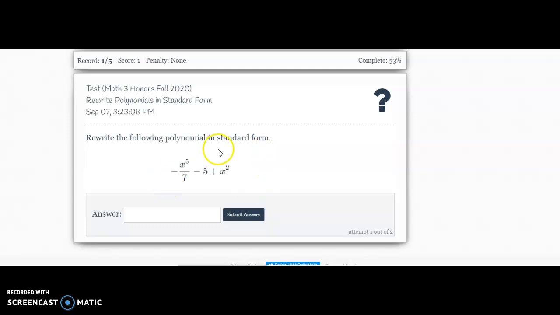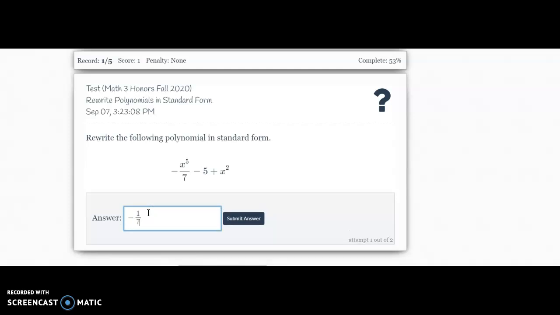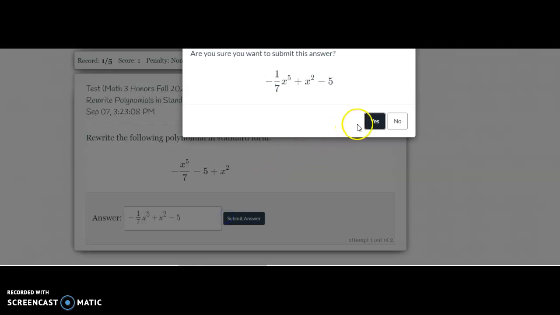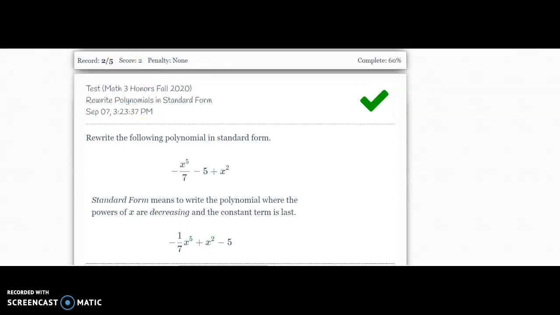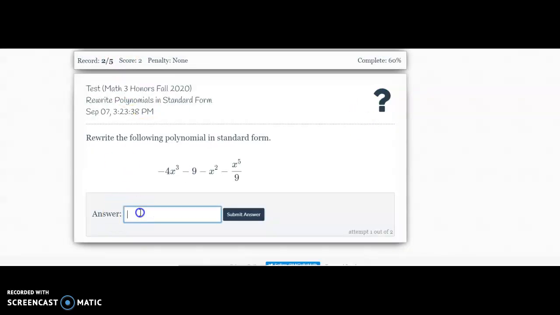Again, we want to put the highest exponent first, and then the second highest, and so forth. So this is -1/7. The highest exponent is 5. And then we continue with the x to the 2nd. Notice that I'm carrying the symbols, the pluses and minuses, and then -5, like that. So that's how we put that one in standard form. Let's see. This is a good one.